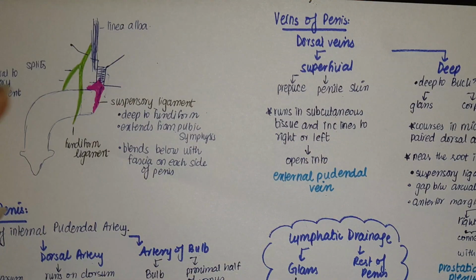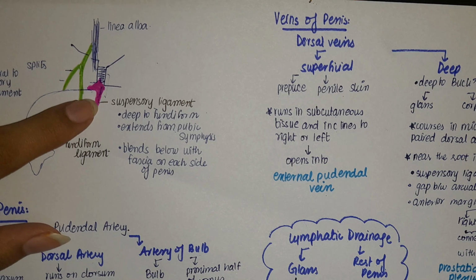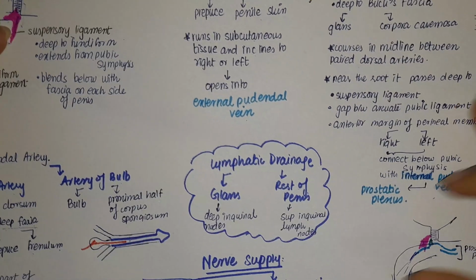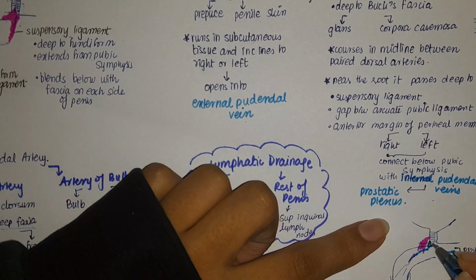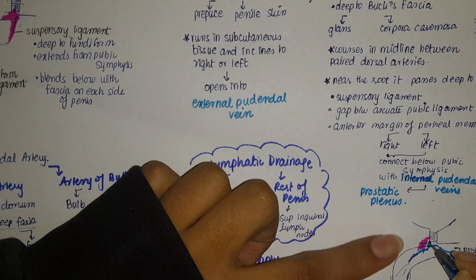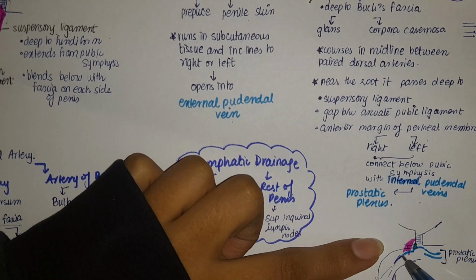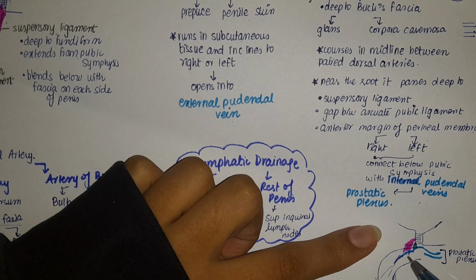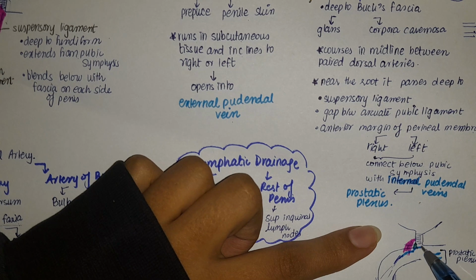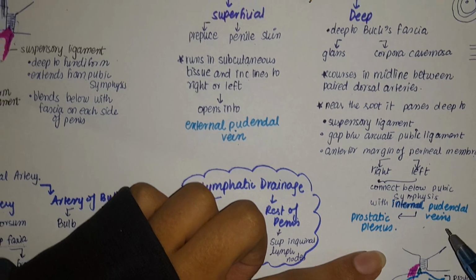If you have watched my ligament video, you know this is the suspensory ligament. So under the suspensory ligament, then secondly under the pubic arcuate ligament, and then the anterior margin of the perineal membrane. So the deep dorsal vein passes beneath this pink suspensory ligament, the arcuate pubic ligament, and the anterior margin of the perineal membrane, and it passes deep onto the lower part of the pubic symphysis.